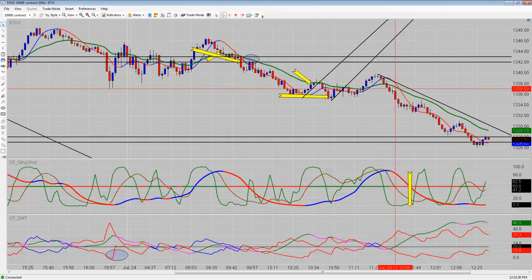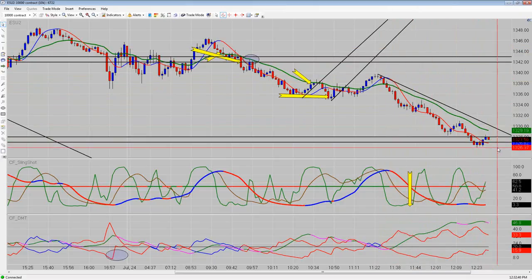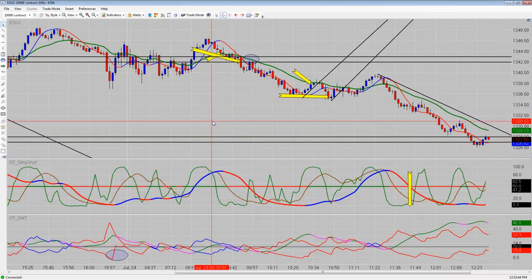On this pullback right here, I had drawn in another trend line. It needed to close up above that for it to really open up on the way up, and you can see it never did. It never even got close to it. It just dropped right through all the way back down to the zone. So we now have a low of the day at 26.